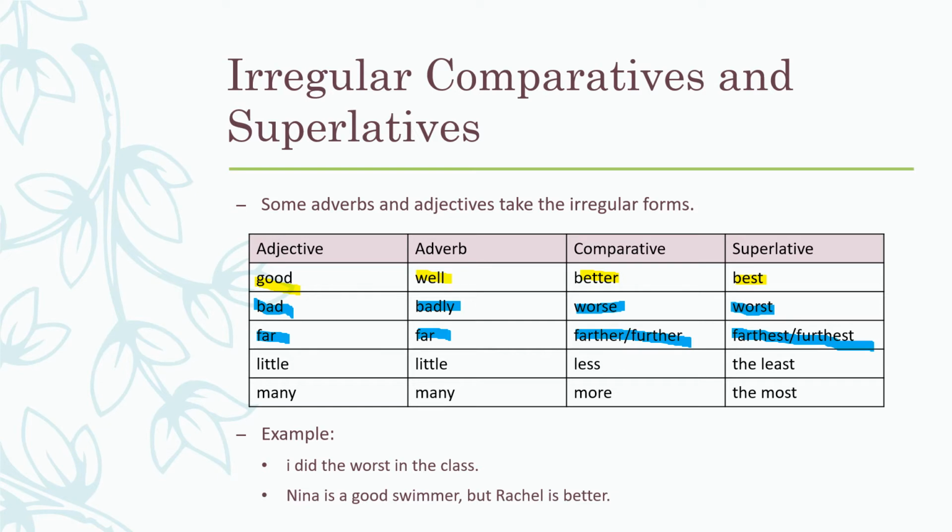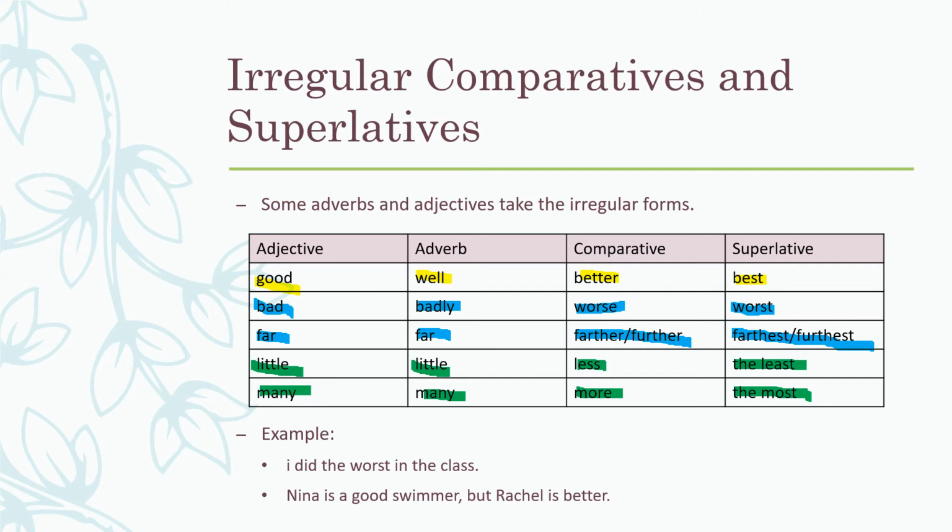Now the next one is the adjective little, and the adverb is also little. Comparative form is less, and superlative form is the least. The next adjective is many, and the adverb is also many. Comparative form is more, and superlative form is the most. So many, more, most.